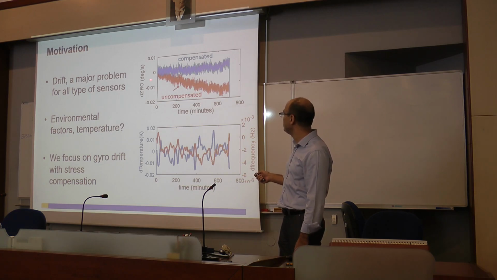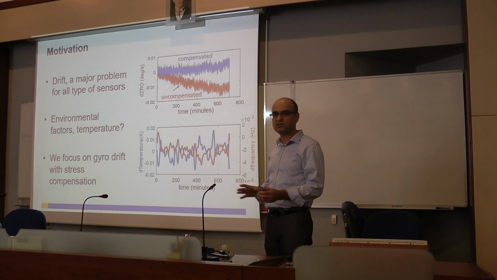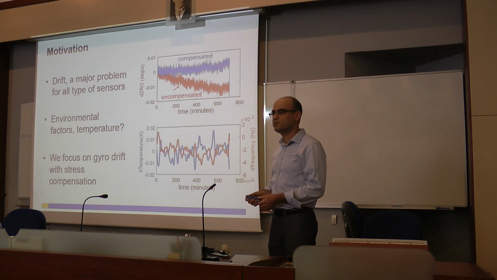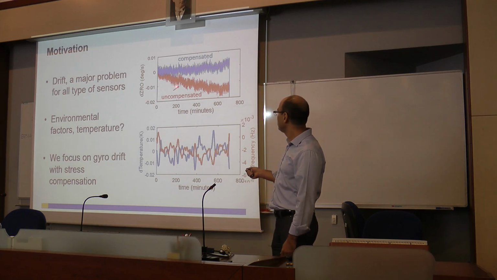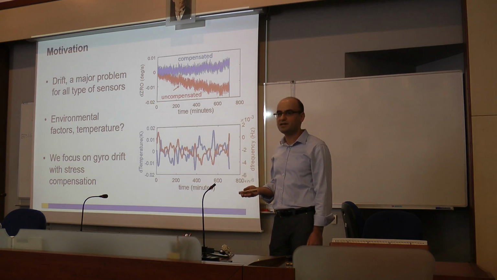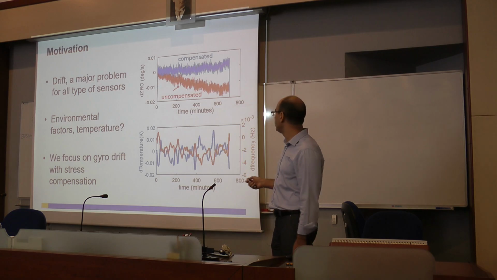I'm not rotating the gyroscope, it's sitting on the table. I'm not applying any stimulus. And if you don't apply any stimulus to a sensor, what you expect is that its output shouldn't move. But here, if you look at this red curve, it's going somewhere, although I'm not applying any stimulus. So this is a drift problem. And this is happening very slowly. This is like 12 hours, so it drifts very slowly over 12 hours.